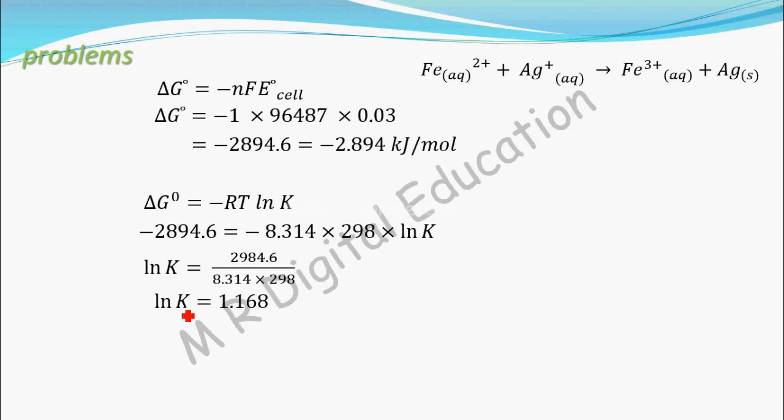When you divide this term, you will get 1.168. You want the K value, so take the logarithm to this side: it will become antilog of ln K equals antilog of this number. This is a logarithm of base e, so you have to look at the natural logarithm table. So the K value you will get is 3.2. This is the equilibrium constant value.